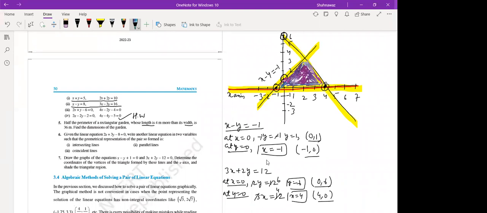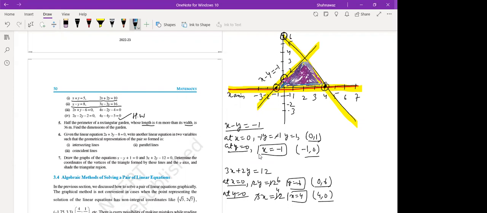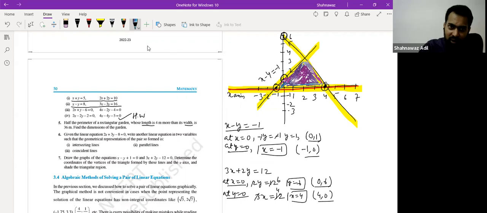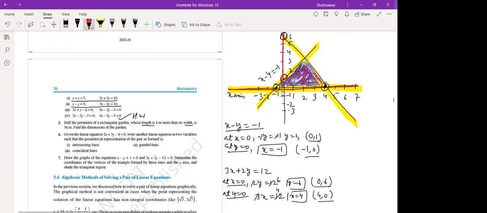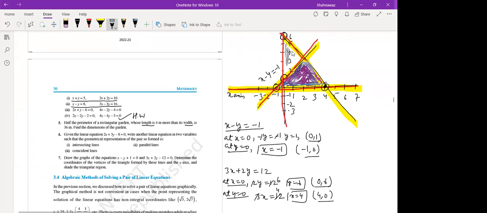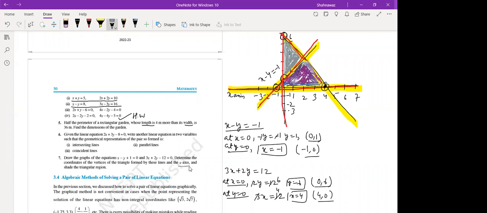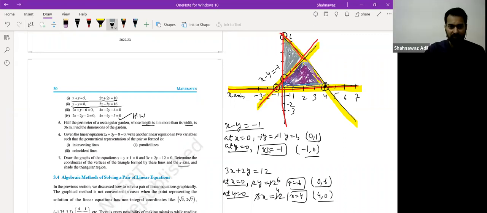What if we take the y-axis? That is a very good question. This is the y-axis, and this one is one line and this one is the other line. So this will be the triangle. That is also a case. But in this question, they are asking about the x-axis, so the x-axis and these two lines. Understood?